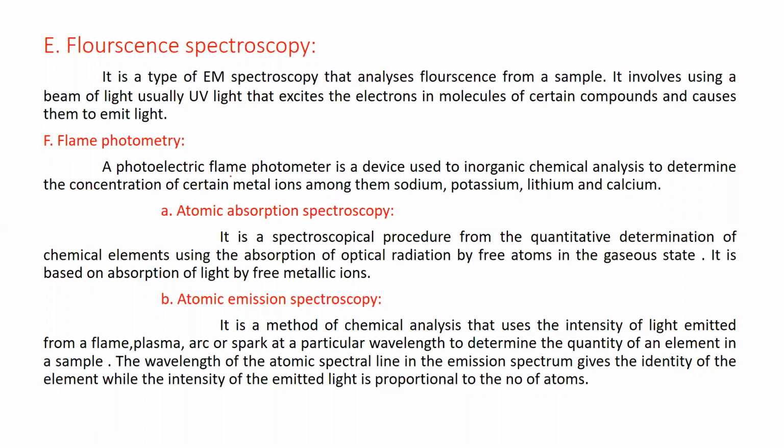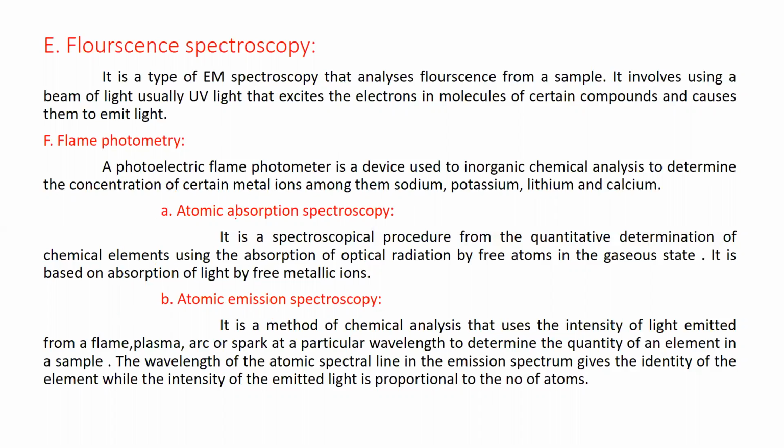And next one is flame photometry. A photoelectric flame photometer is a device used in inorganic chemical analysis to determine the concentration of certain metal ions, among them sodium, potassium, lithium, and calcium. This flame photometry is again divided into two types, that is atomic absorption spectroscopy and atomic emission spectroscopy.